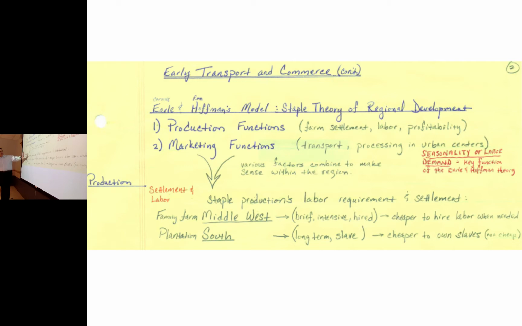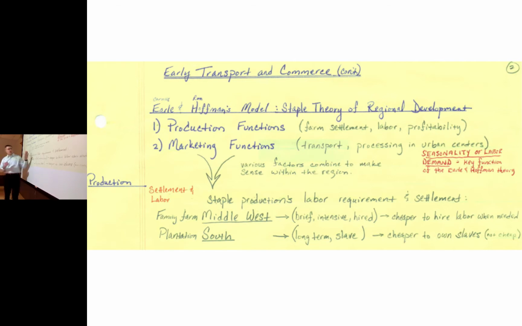So this idea of production functions is pitted with marketing functions. Basically, how do you get your commodities or your manufactured goods to the market? And the markets are always going to be oriented towards the cities, toward urban centers, right? And so the marketing functions, that's what in geography we're really interested in, because we want to get something from here to there as efficiently and quickly as possible.